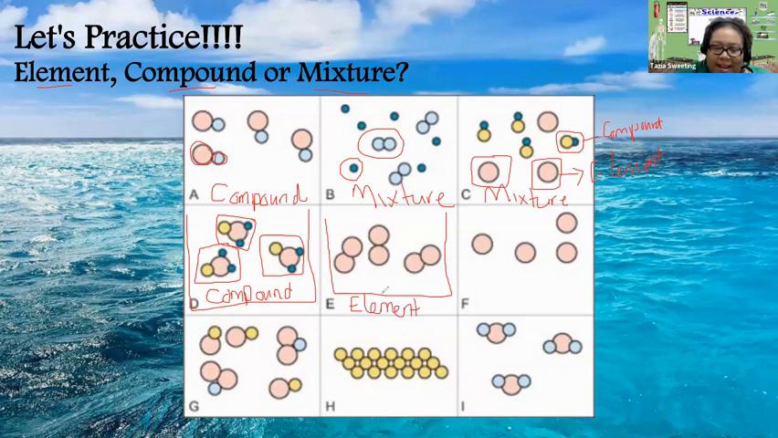Well, I feel like E and F are almost identical. So if E is an element, what does that make F? Also an element. The only difference is that E has the atoms chemically bonded. So we can also call these a what again?